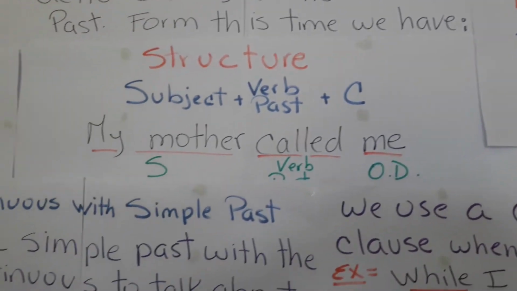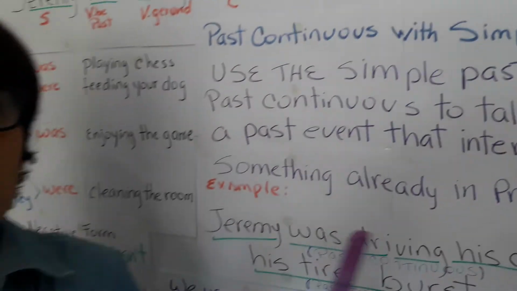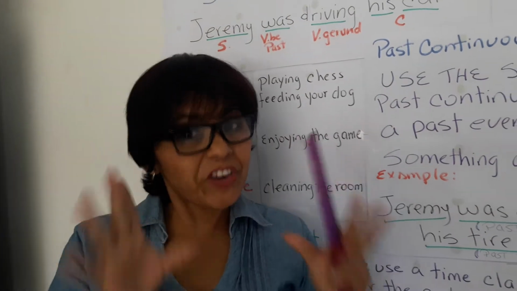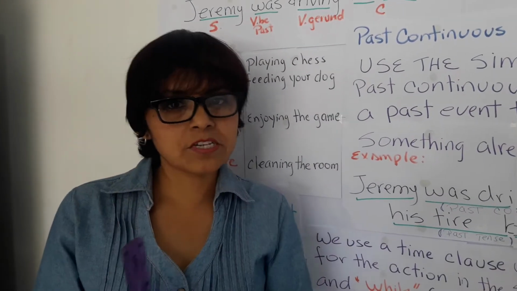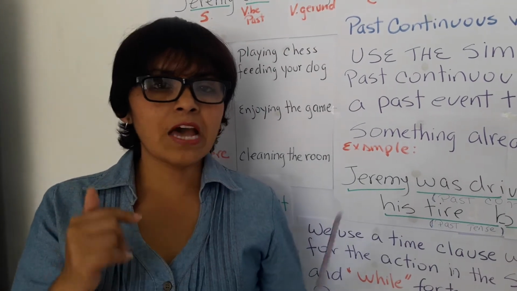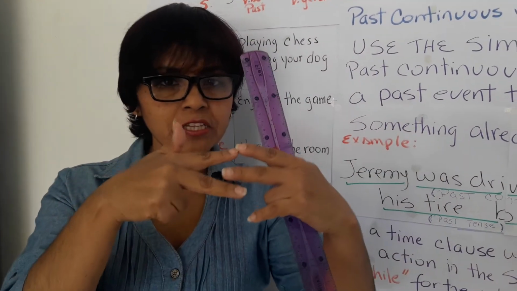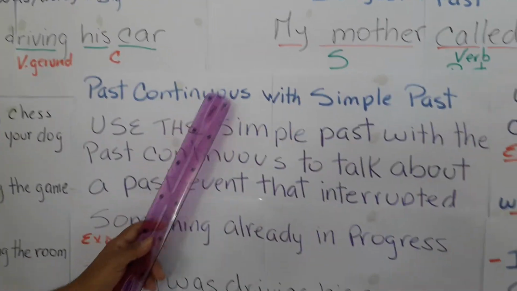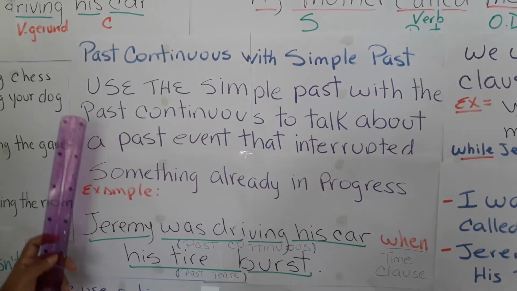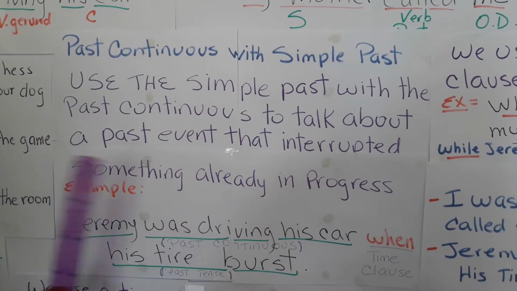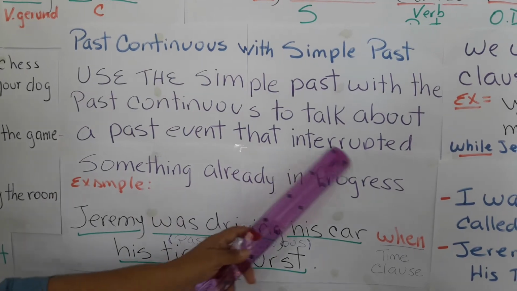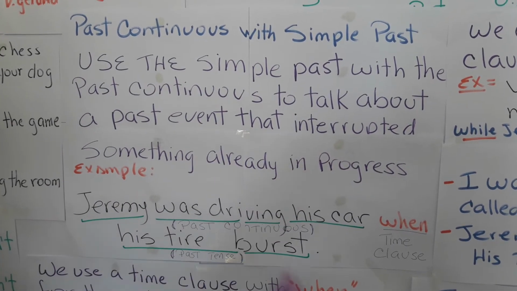Okay? But in that part, first, we need to know the concept of both grammar points, past continuous tense and the past simple. Now, how do we mix, how do we join them to have one idea? So, let's go here. Past continuous with simple past. Use the simple past with the past continuous to talk about a past event that interrupted something already in progress.